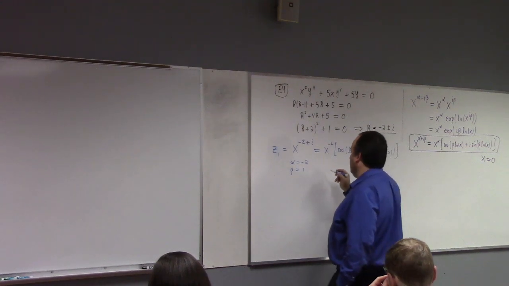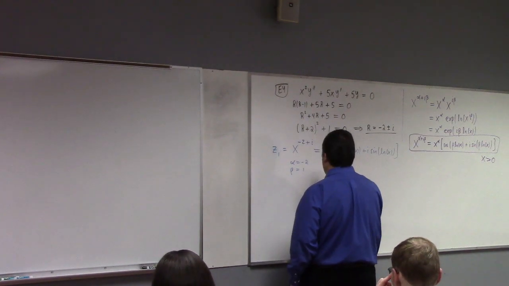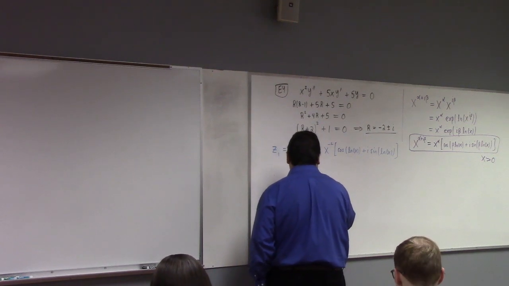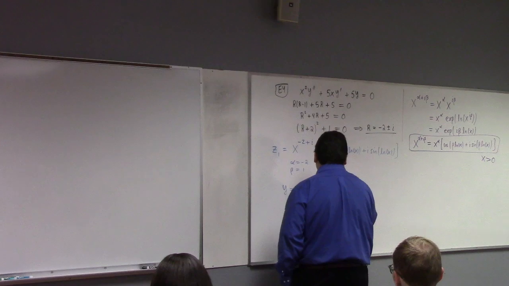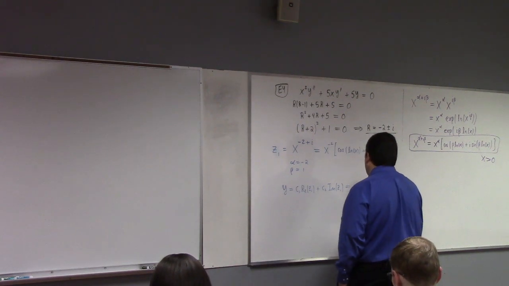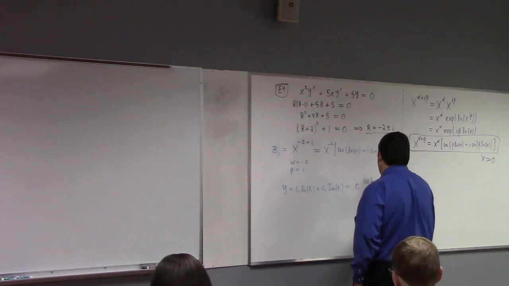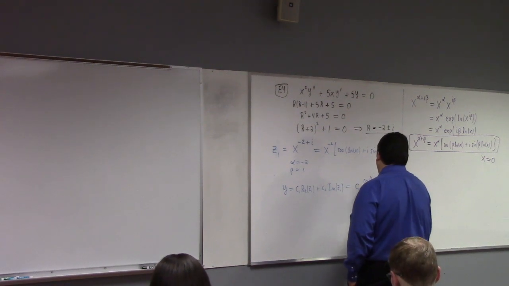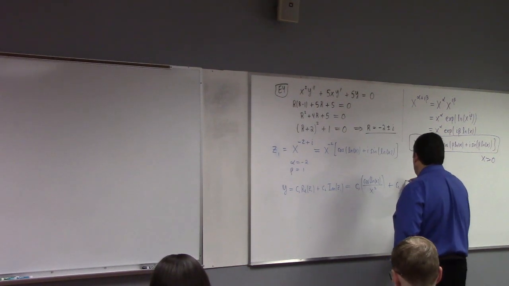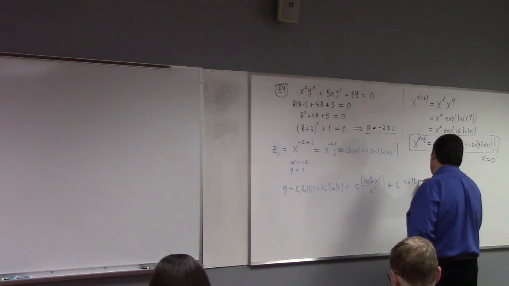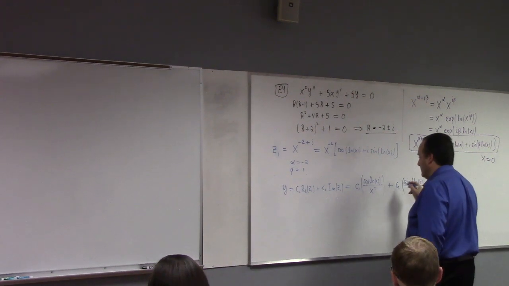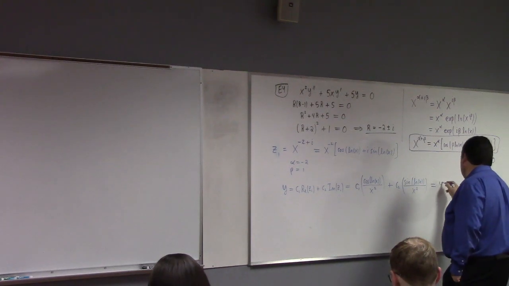Right? And so from this, I can say y is equal to c1 times the real part of z1 plus c2 times the imaginary part of z1, which in this context is c1 cosine of the natural log of x divided by x squared plus c2 sine of the natural log of x over x squared. There should be no i in the real solution, right?